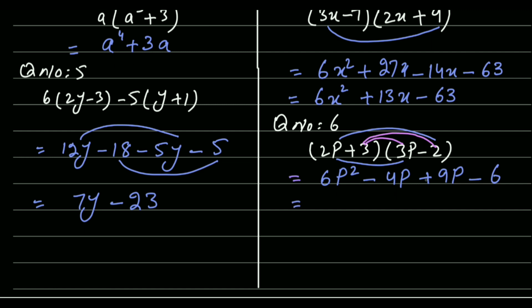Is equal to, now we have to simplify. Simplify means like terms, we have to solve like terms. These two are like terms, so 6p square as it is, plus minus minus, so 9 minus 4 is 5, so 5 will be of greater value than 9, so plus 5p minus 6. So this is our final answer.